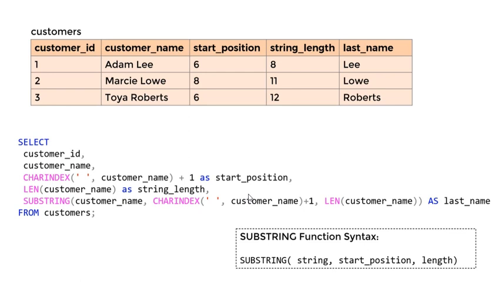Yes, SUBSTRING from customer name and CHARINDEX, from the 6th position. It will give us the 6th position, and the length, LEN of the customer name, the total length of the customer name string, right, as the last name.